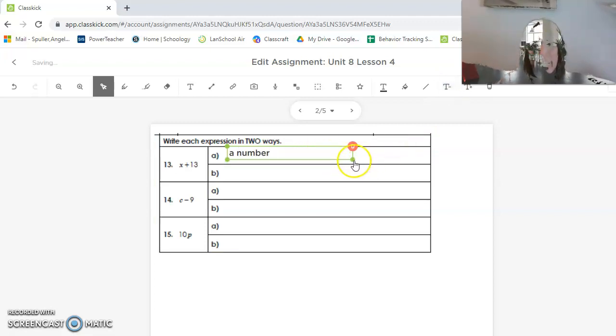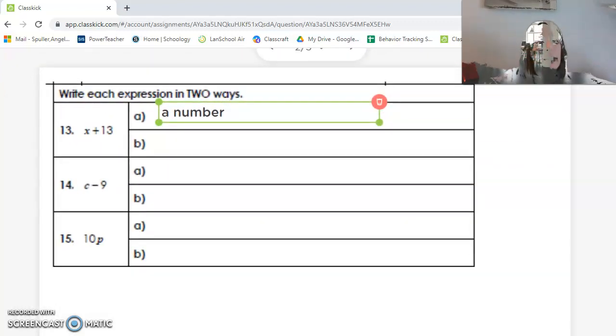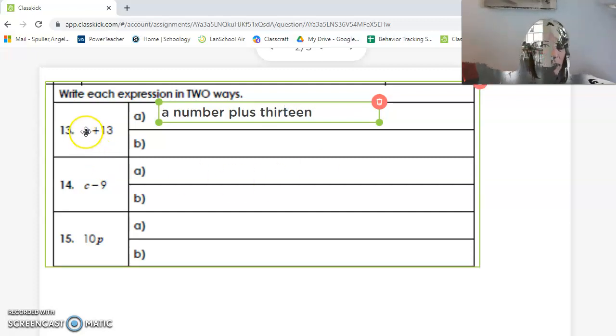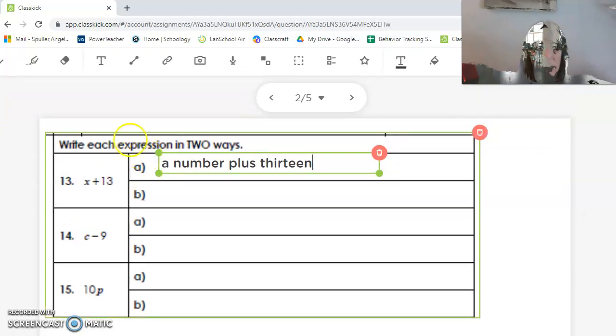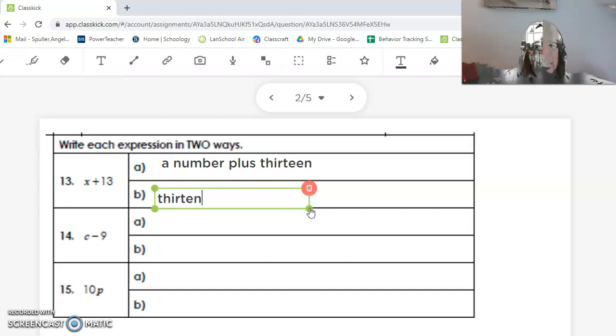Let me shrink this down a little bit and enlarge my screen a little bit. There we go. A number plus 13. Okay, so whatever X is, that number, we don't know what it is, but whatever that number is, plus 13. We can also say 13 added to a number.